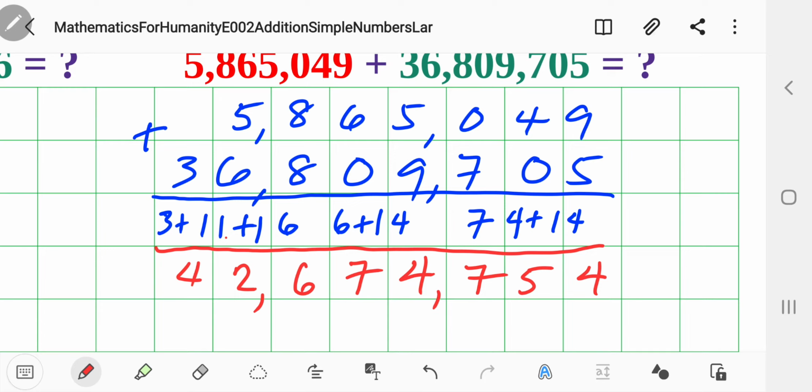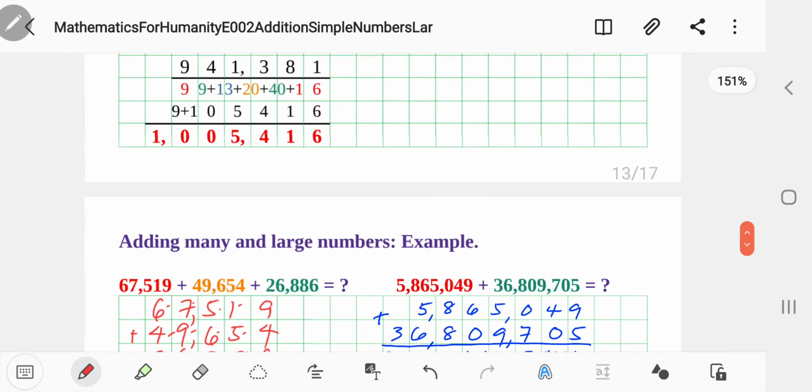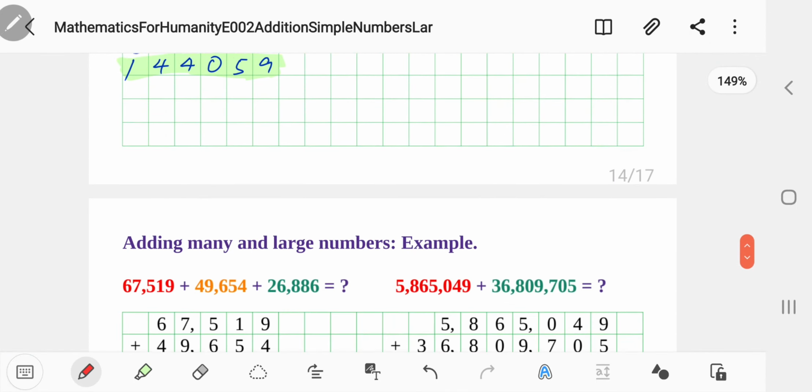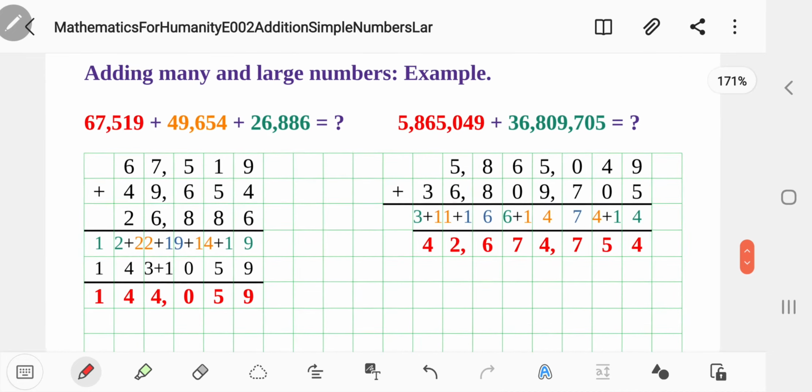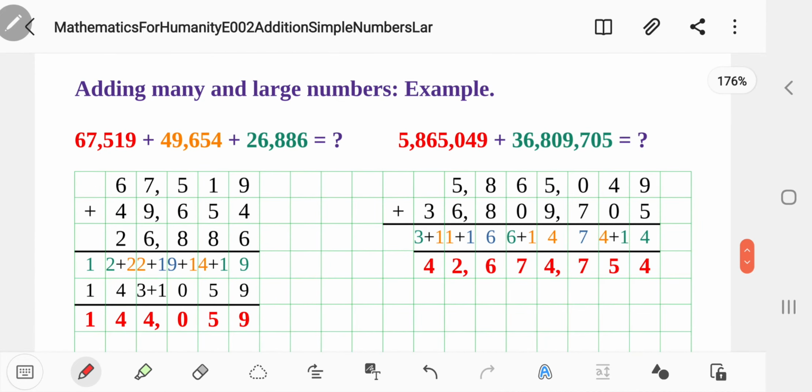42,674,754 as the answer for adding 5,865,049 and 36,809,705. So you are now capable of adding large numbers. So this is just the colored version of the example that we did.